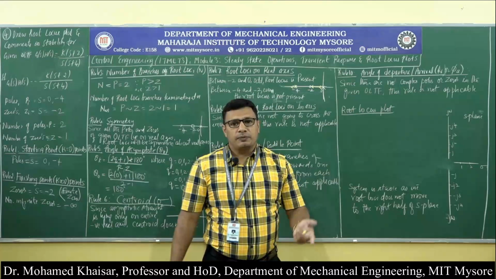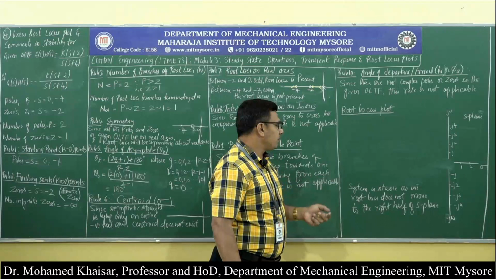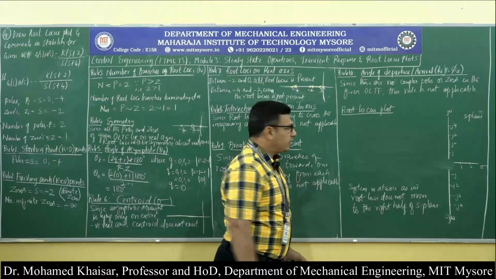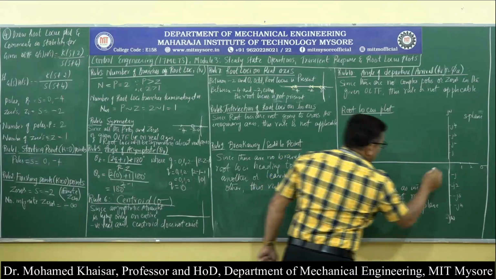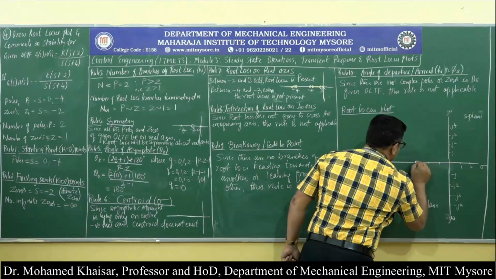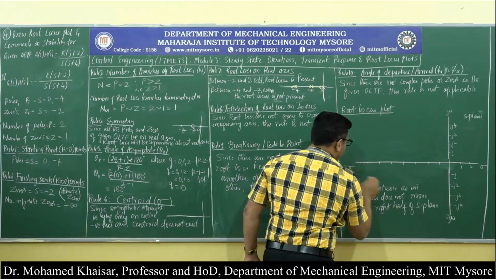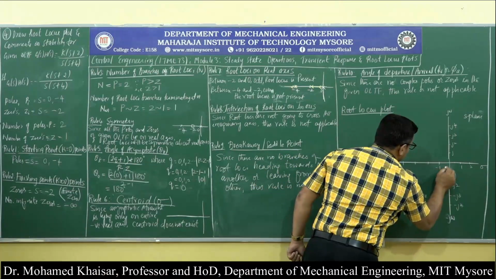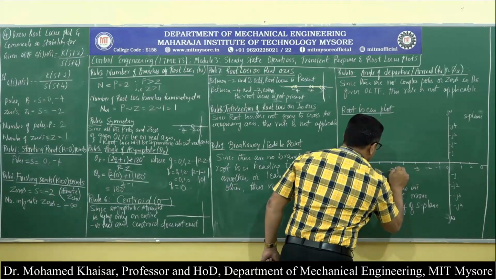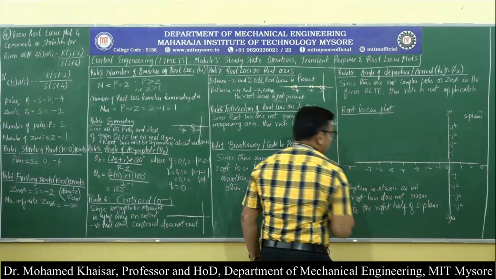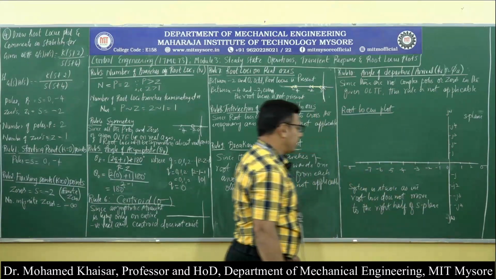Since there are no complex poles or zeros in the given open loop transfer function, this rule is also not applicable. Now let us try to draw the root locus plot. This is the negative real axis, this is the positive real axis, 0, -1, -2, -3, -4, -5, -6, -7 as such. And this is the positive imaginary axis and this is the negative imaginary axis.